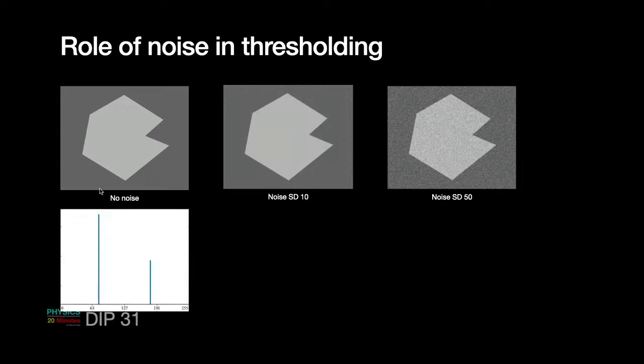So no noise means this is all one gray and this is light gray. So you have two sharp peaks, okay, this one at around 65 and this one around 180. Now what happens if I add the noise?